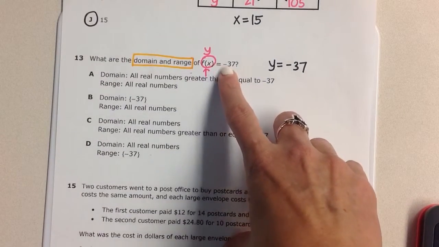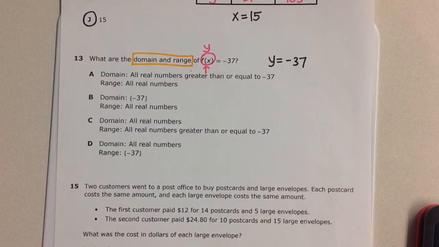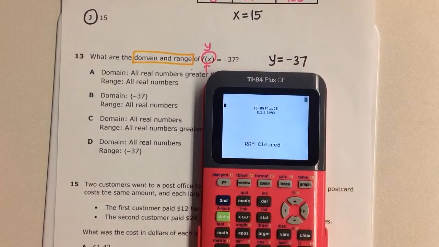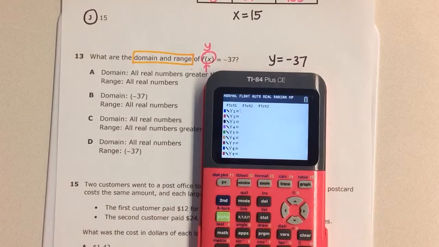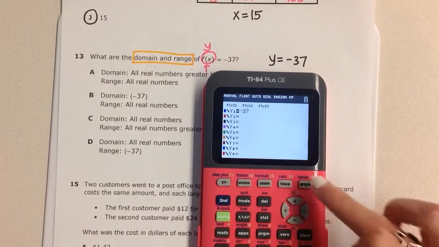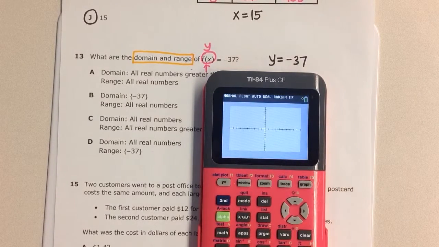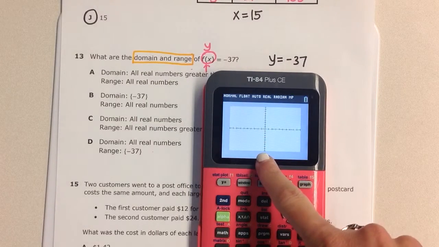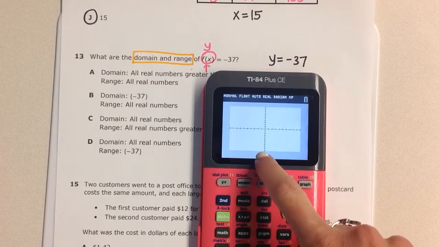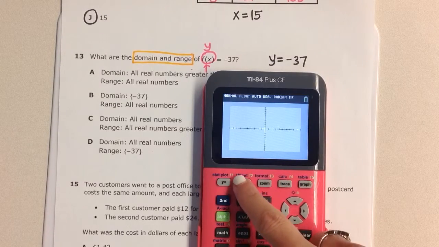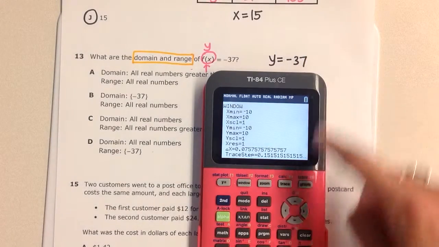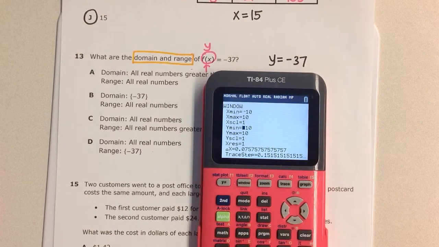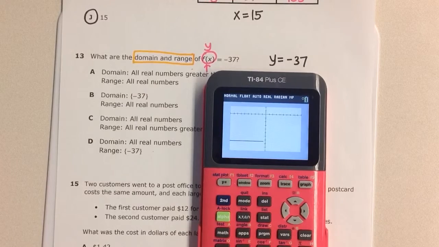They did give me an equation, and I can now use my calculator to figure out what the graph of this equation looks like. So I'm going to go to y equals, type in negative 37, and hit graph. Now, I notice that because of where my graph window is set up, I only go down as far as negative 10 on the y-axis. So I'm going to do a window adjustment. My y value has to equal negative 37, so I know I've got to go at least that far down. I'm going to go to negative 50, and instead of counting by ones, I'm going to count by fives. And I'm going to hit graph.